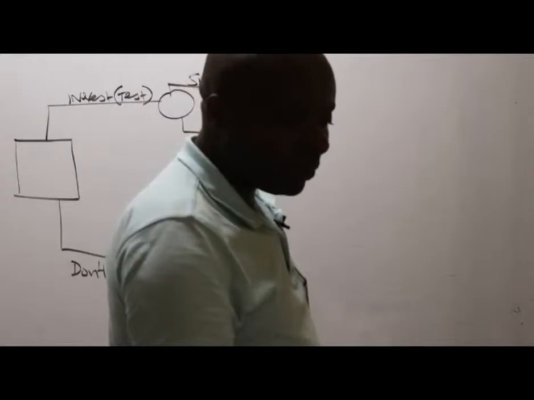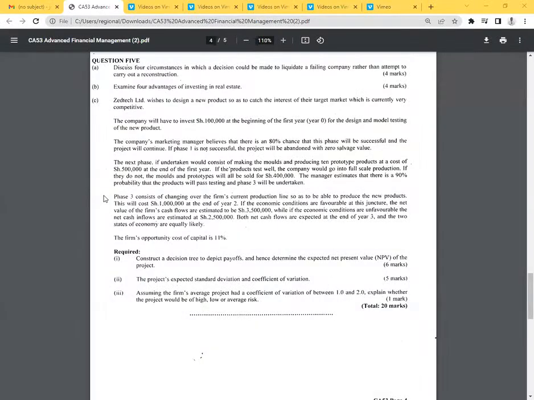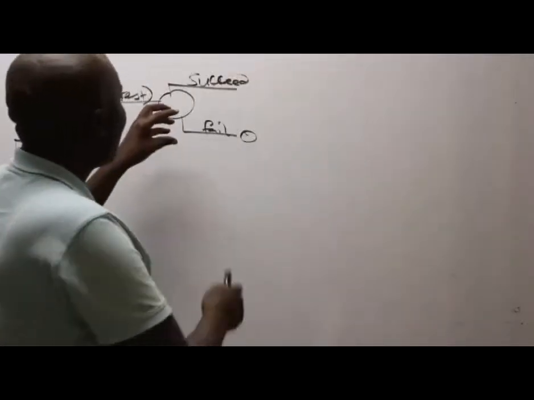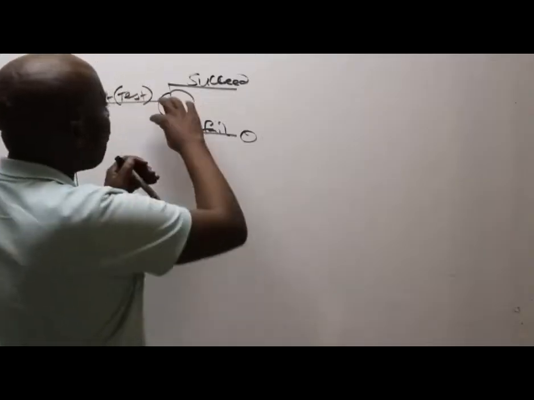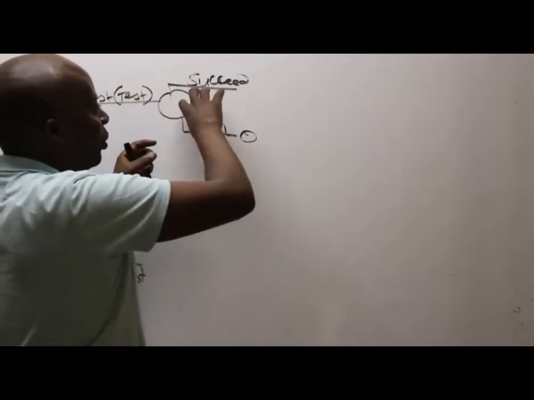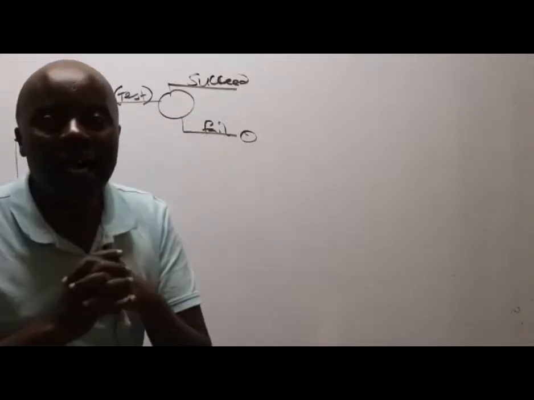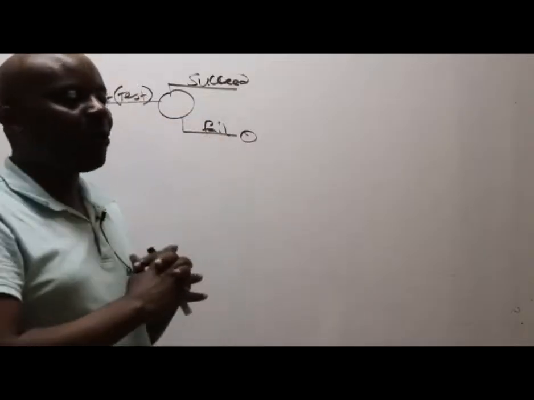They've told us here, ladies and gentlemen, look at this. That the company's marketing manager believes that there is an 80% chance that this phase will be successful and the project will continue. If phase one is not successful, then the project will be scrapped or abandoned with zero salvage value. So we have got 80% and 20%. These are events which come from a circle, because the events here are probabilistic.